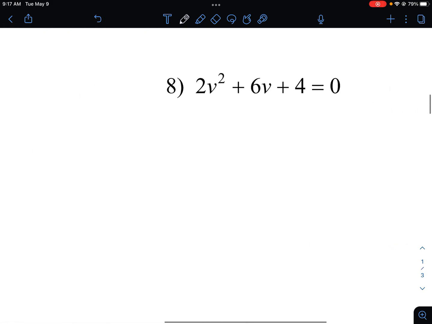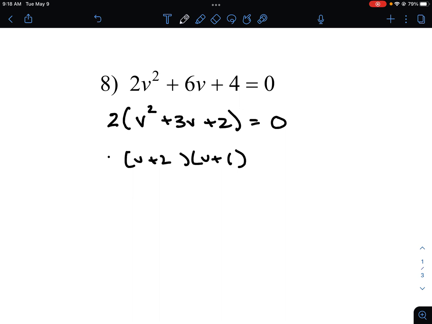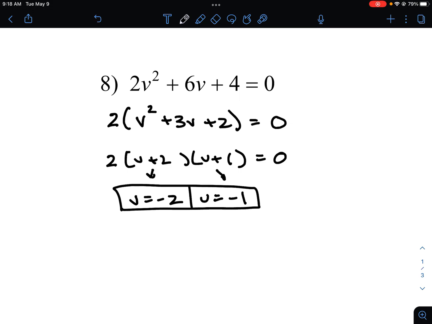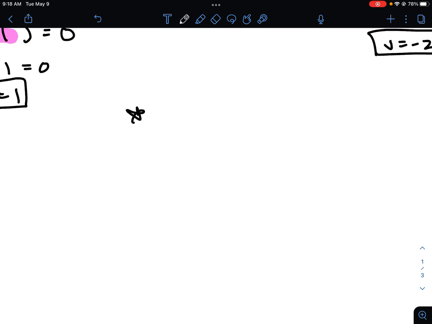And number 8, remove the greatest common factor first, so 2. And then we're going to have v squared plus 3v plus 2 equals 0. And factoring that middle part out is v plus 2 and v plus 1. Still have that 2 out front. And that means v equals negative 2 and v equals negative 1 from those inner parts. Okay, so there is factoring in a nutshell. One more bonus thing to think about: the equation must be set equal to 0.